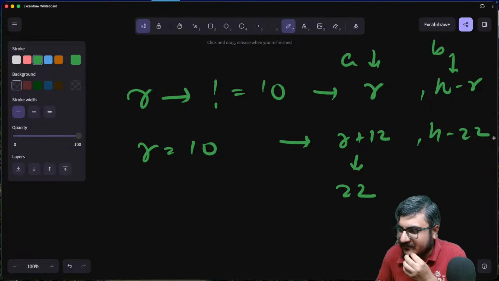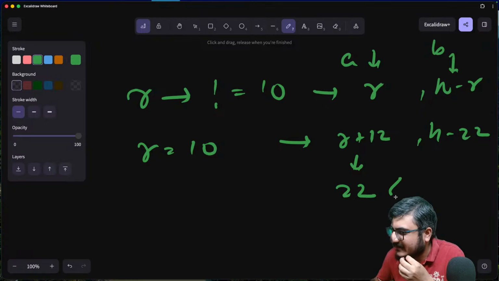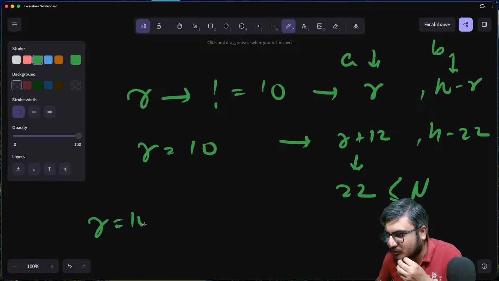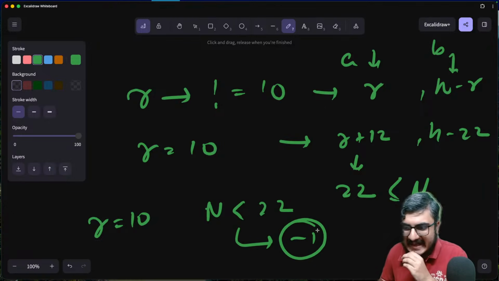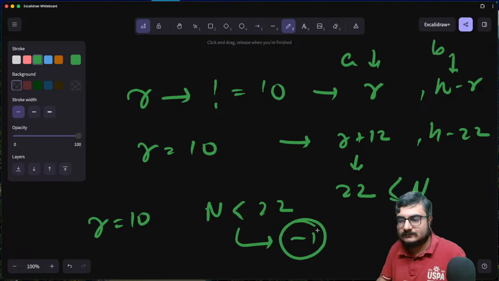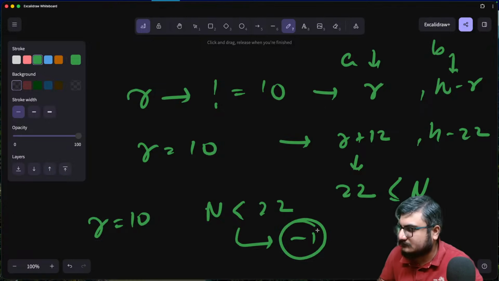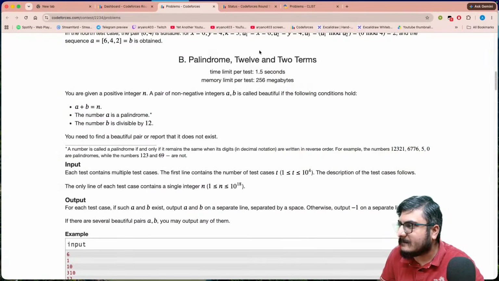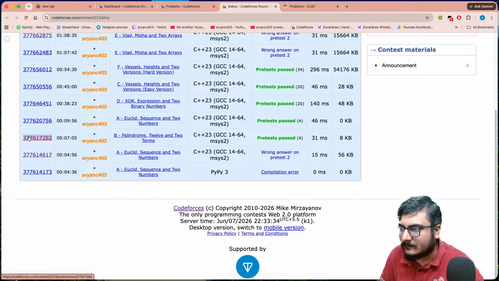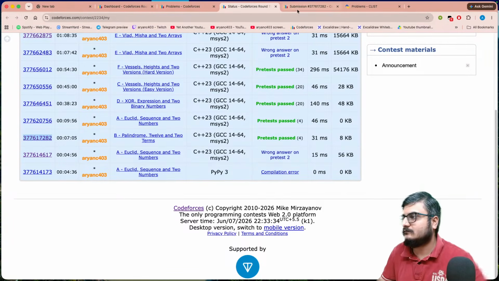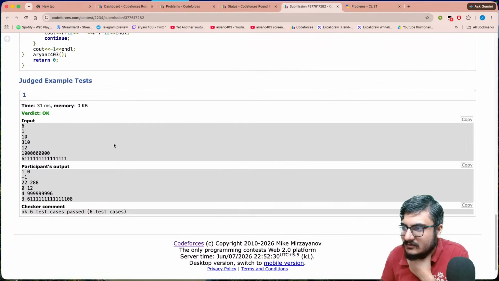And we also have a constraint that a should be less than or equal to n. So when the remainder is equal to 10 and n is less than or equal to 22, then we have to print minus 1. And this is the overall idea over here. So this was the in-context submission.